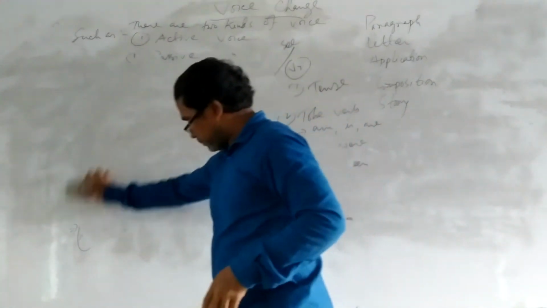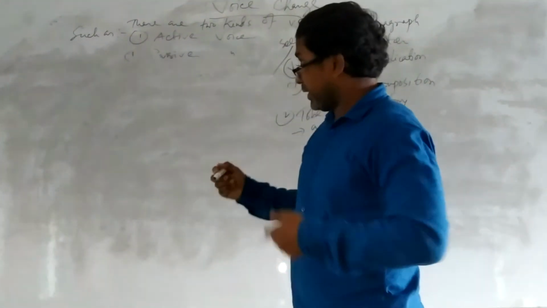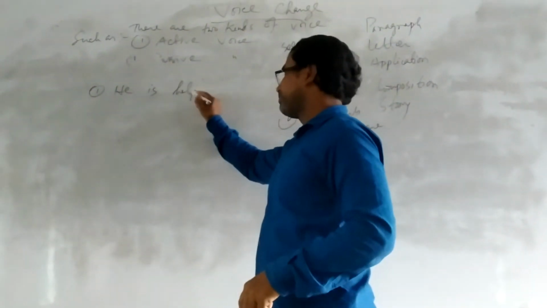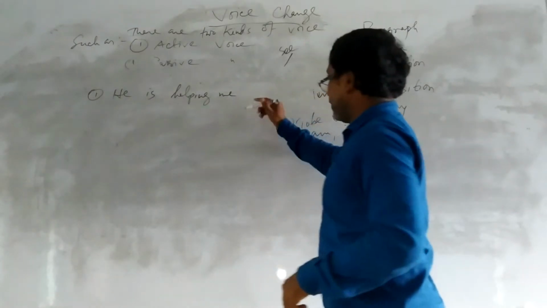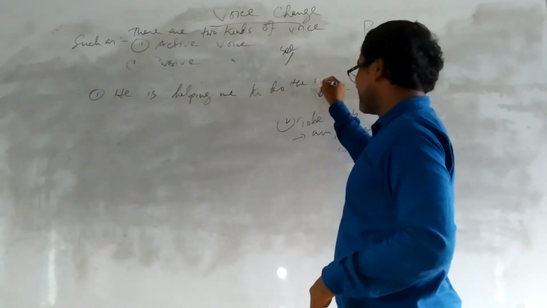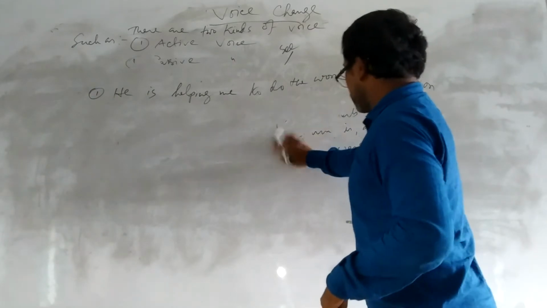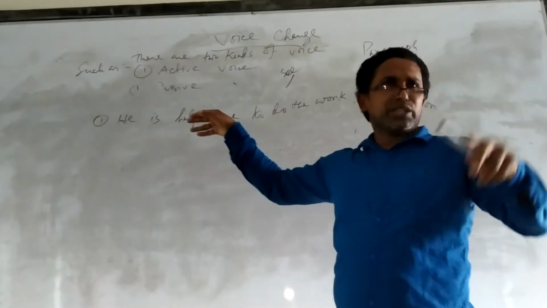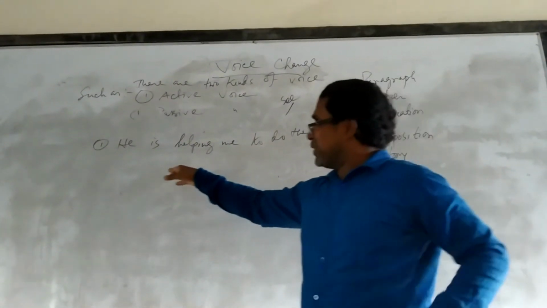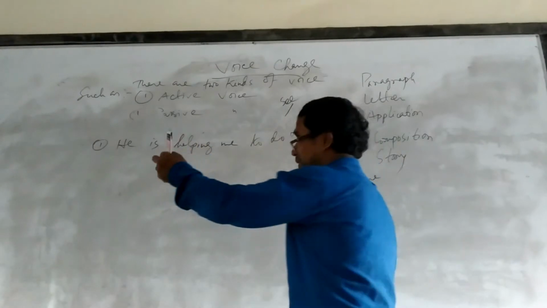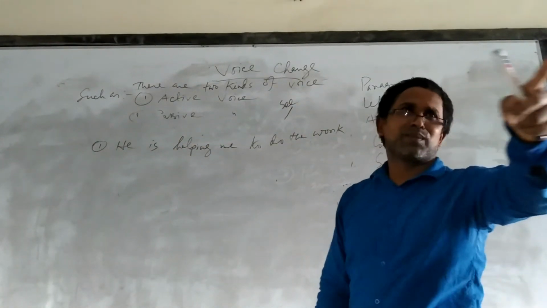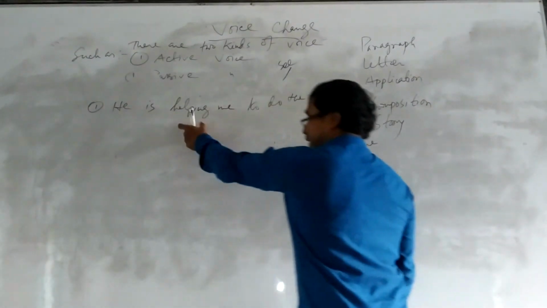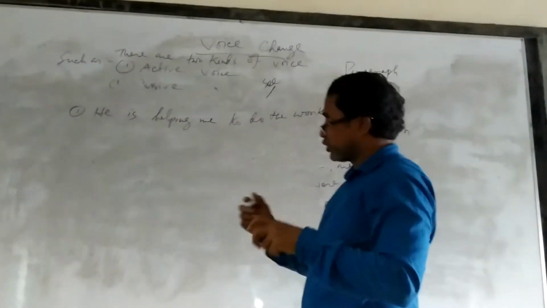Now, my dear students, I am going to write another structure. It's about present continuous tense. He is helping me. Helping me to do the work. So, my dear students, what kind of tense is it? I know. Very good. You're a good student. It is about present continuous. Yes. Ravi is a good student. Thank you. Subject plus to be verb and verb plus ing, then object. It is about present continuous.